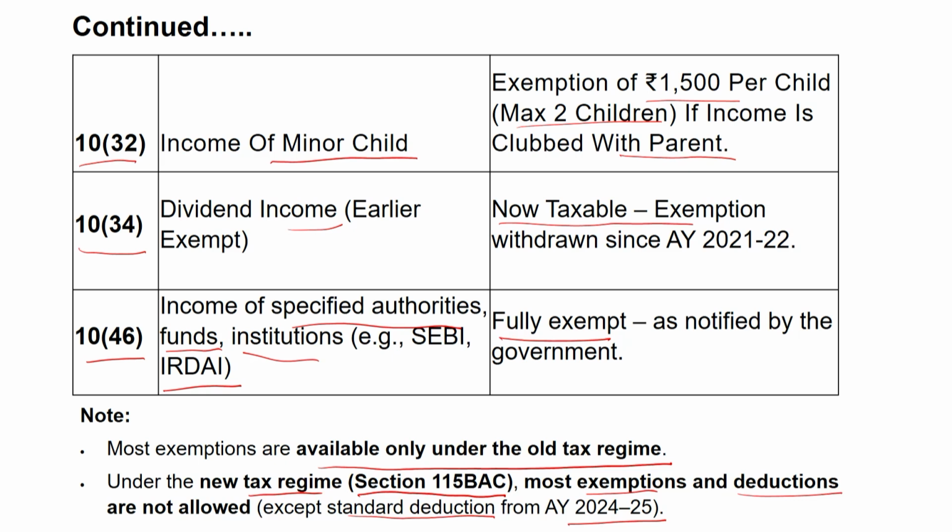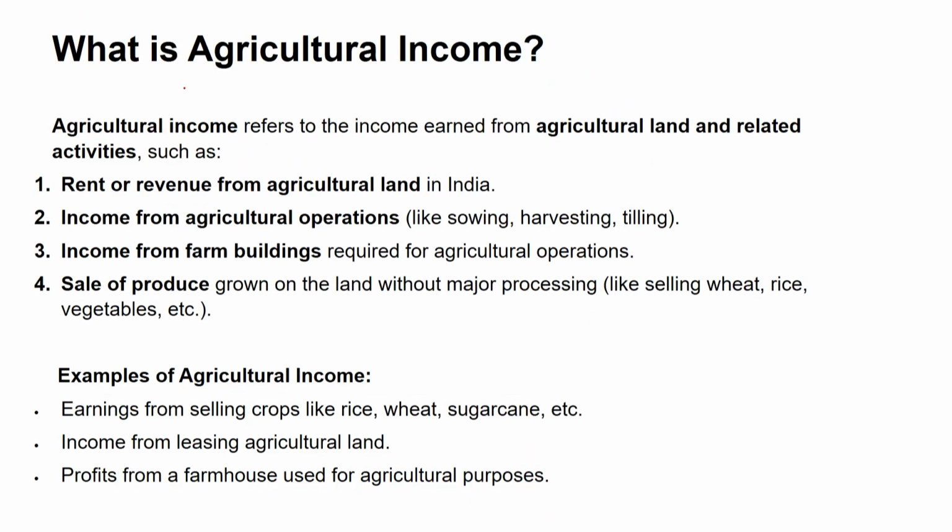Now, the first part of the exempted income, that is the agricultural income. Let us discuss what is agricultural income and why it is exempted from the calculation of the taxable income of the assessee. So, agricultural income basically refers to the income that is earned from agricultural land and related activities such as rent or revenue from the agricultural land in India. So there are various categories of land in India, such as commercial land, residential land and agricultural land.